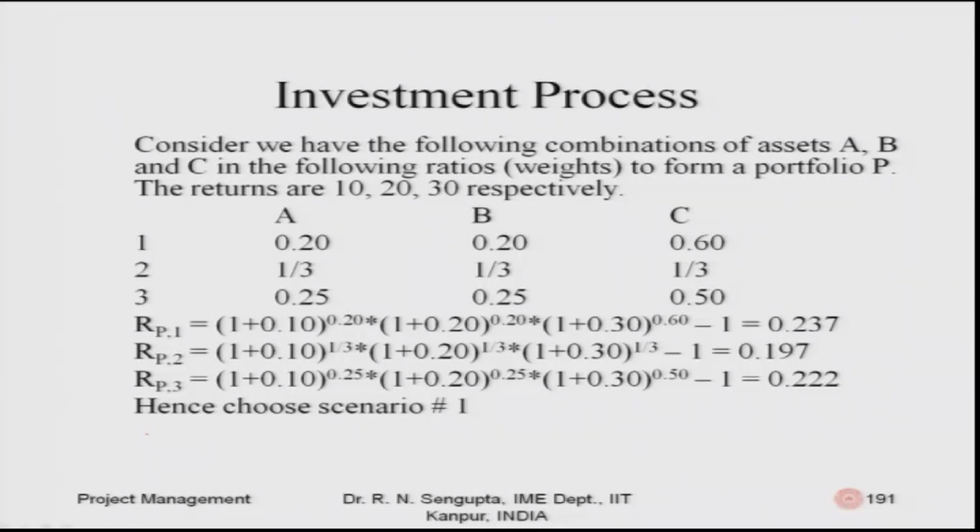For the second one, if we do the calculation again, 10, 20, 30 remain the same, and the probabilities are given as 1/3, 1/3, 1/3. Here the probabilities are 1/3, 1/3, 1/3, minus 1, which gives you a return of 19.7%. For the third one, again returns are 10, 20, 30, probabilities are 25, 25, 50, and I put them to the power as given here, and I find it as 22.2%. So, if I look at this diagram, the choice is scenario 1 considering the concept of geometric mean return.